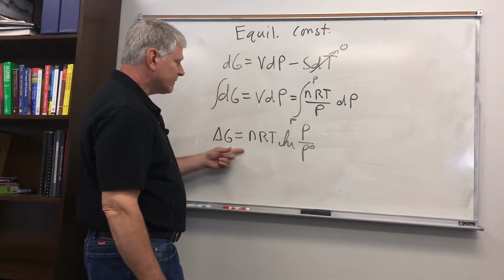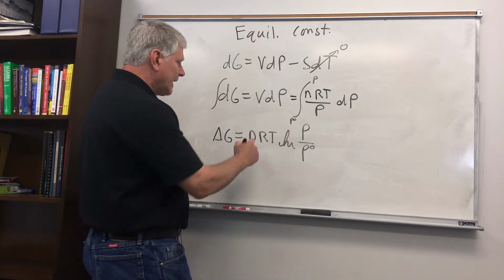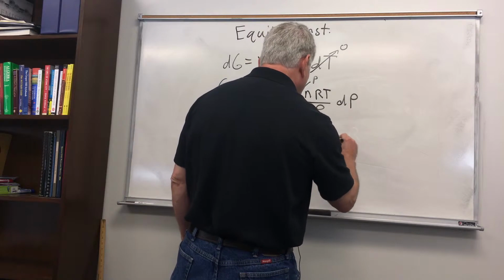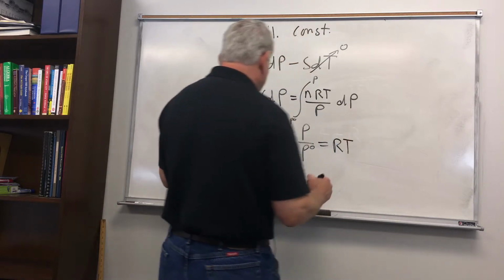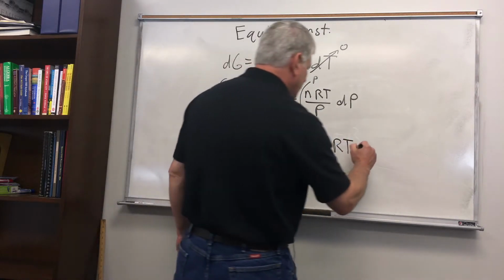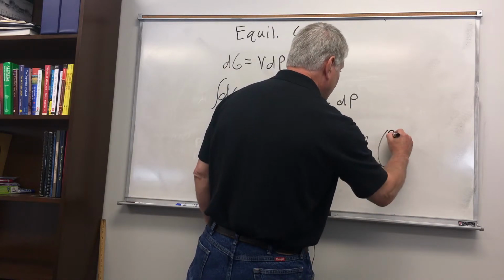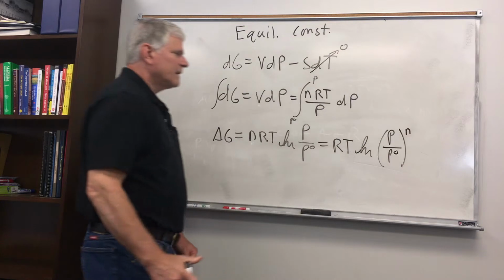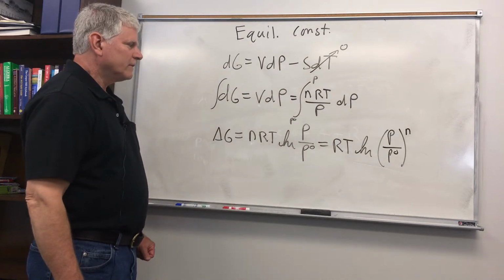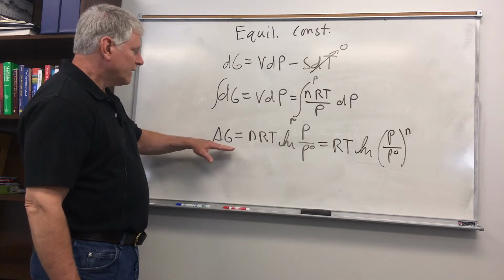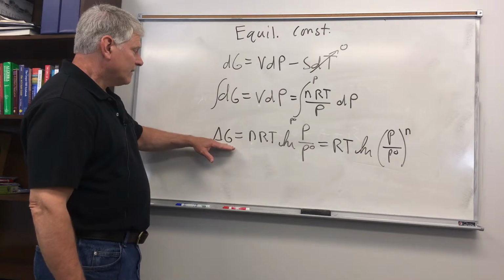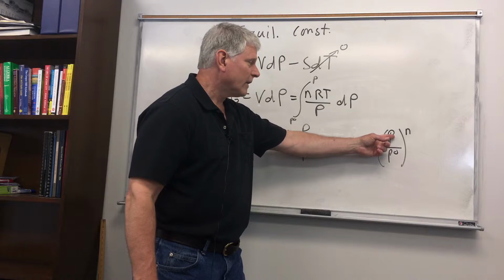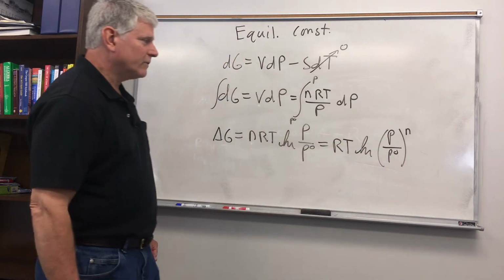So now we have this expression, and from the identities of logarithms, we can take this n coefficient and put it as a power in the argument of the log. So we have this expression. So this corrects the Gibbs free energy to a non-standard pressure, some pressure besides 1 atmosphere.